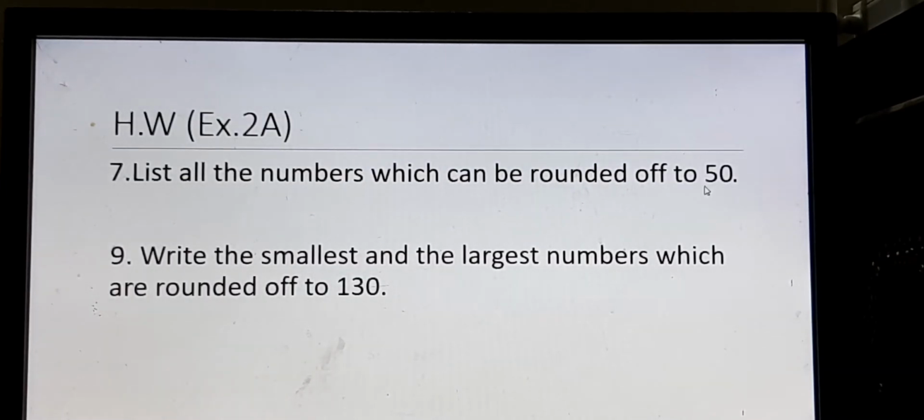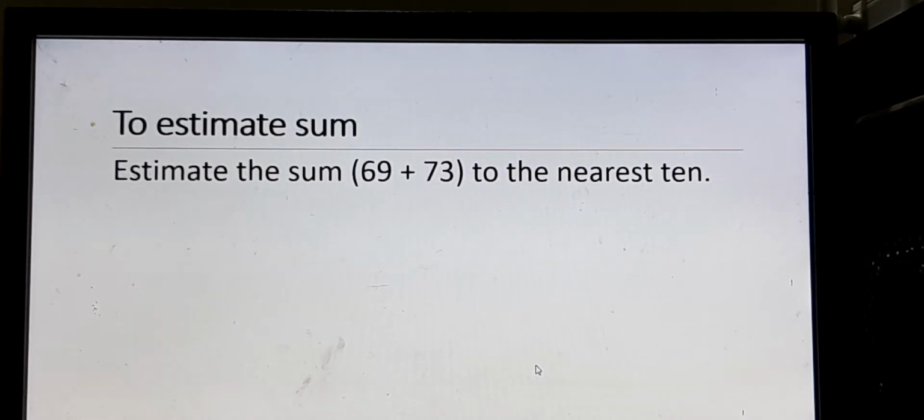Two more sums similar to this. Just the same as that: list all the numbers which can be rounded off to 50, and write the smallest and largest number which are rounded off to 130. Start 5 numbers back and you can go 4 numbers forward. Here also 5 numbers back, 4 numbers forward. Okay, so this is very simple. We have not finished yet. We are going to the next exercise.